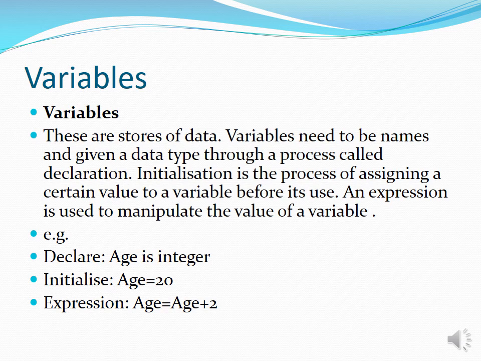So for a variable to be used in any programming, it has to be declared, that is, it has to be known by its name and its data type, and you also need to initialize the variable. Initialization is setting its value. For example, first name is Louisa.